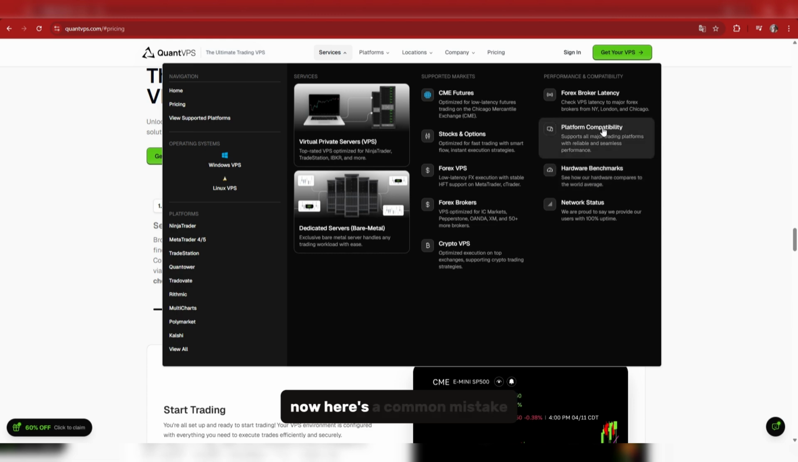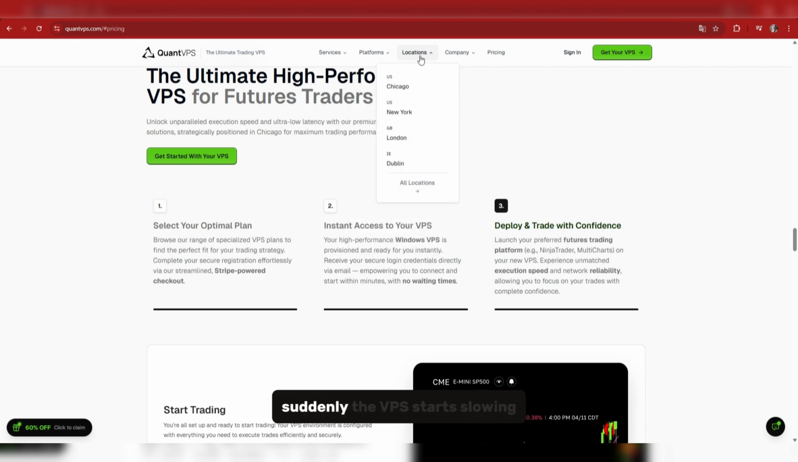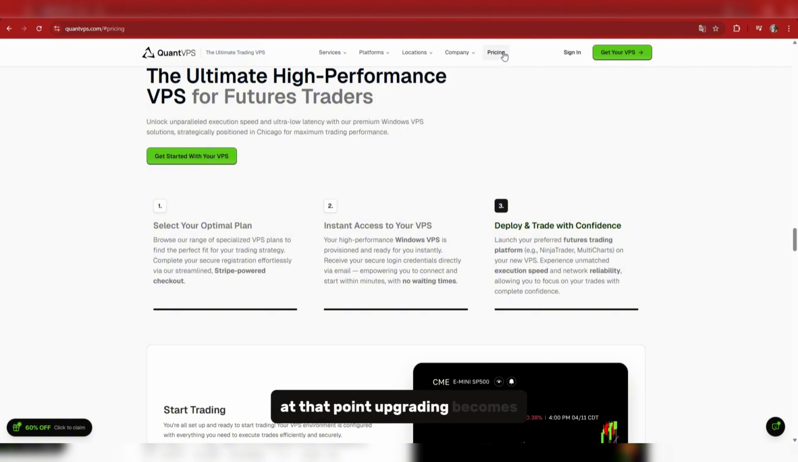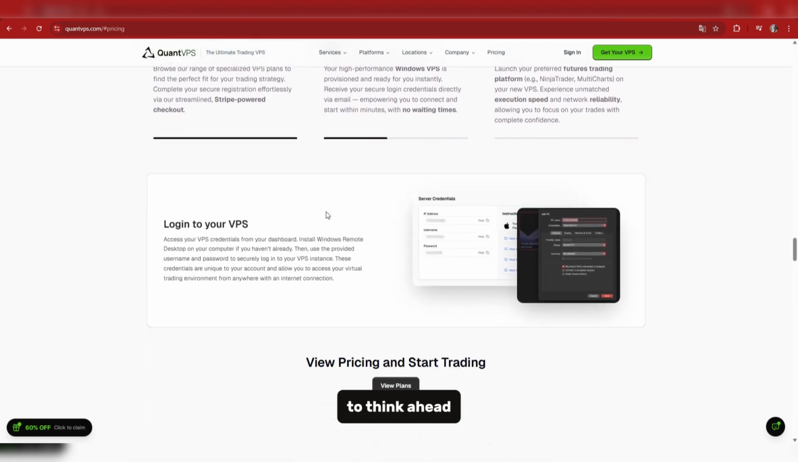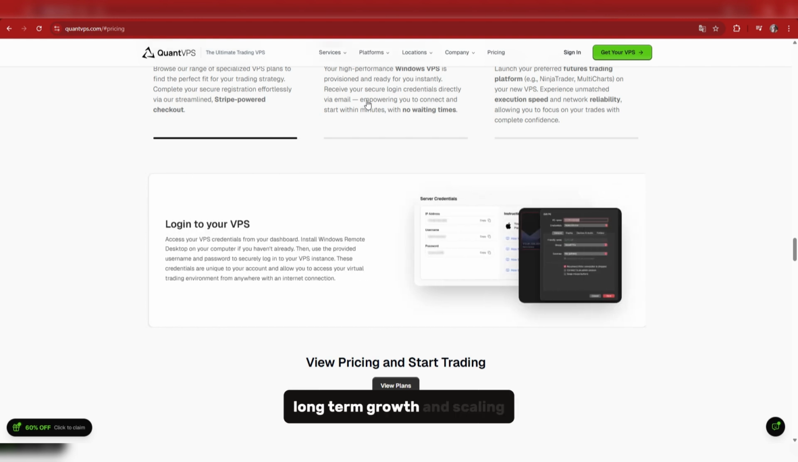Now here's a common mistake many traders make. They start with the cheaper plan thinking it's good enough. And it is, at the beginning. But then they add more indicators, more charts, more strategies, and suddenly, the VPS starts slowing down. At that point, upgrading becomes necessary anyway. So a smarter approach is to think ahead. Pro is great for getting started, Pro Plus is better for long-term growth and scaling.